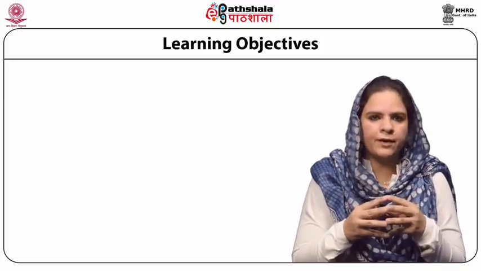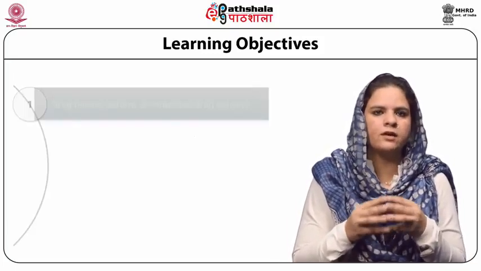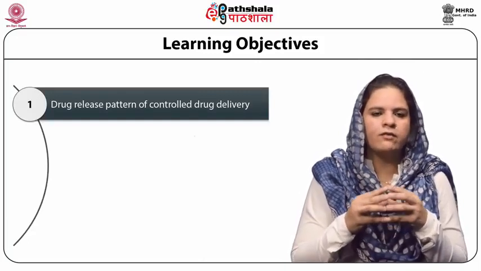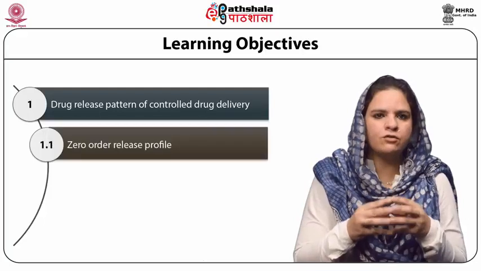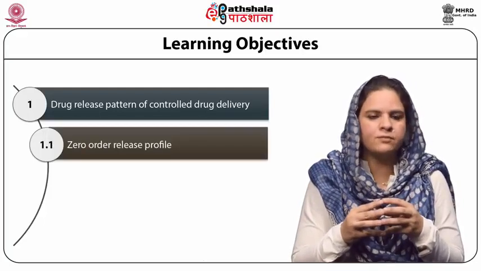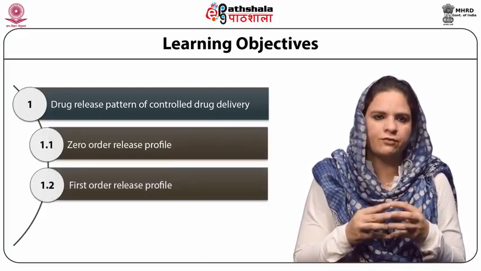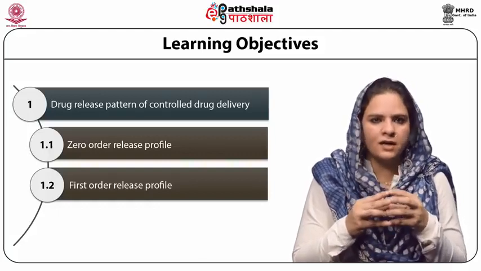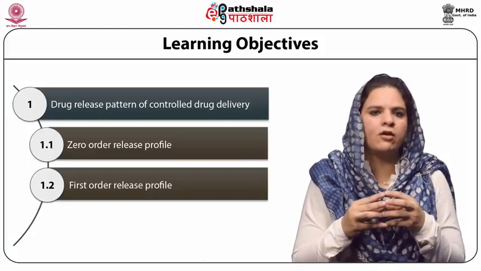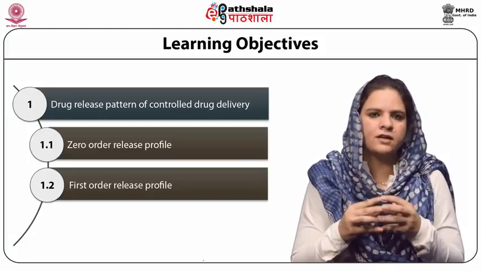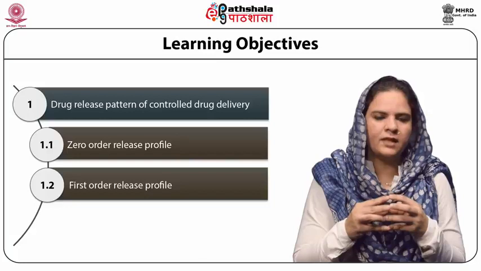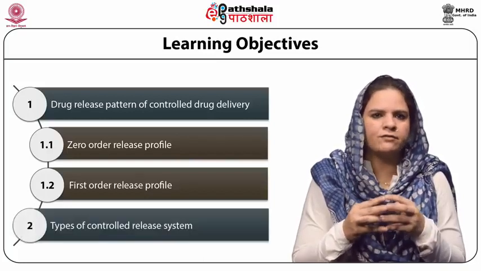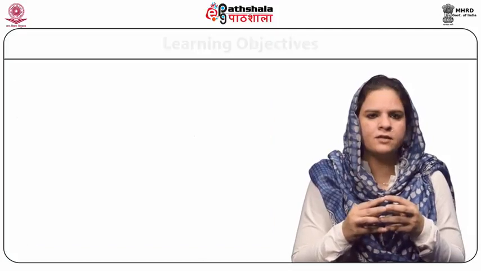The first aspect of the module would dwell upon the drug release patterns of controlled drug delivery. We will remain limited to the zero-order release profile and the first-order release profile of such systems. We'll try to get into the details of how it is done while we are manufacturing a controlled drug delivery device. Then we will spend some time elucidating the different types of controlled release systems.